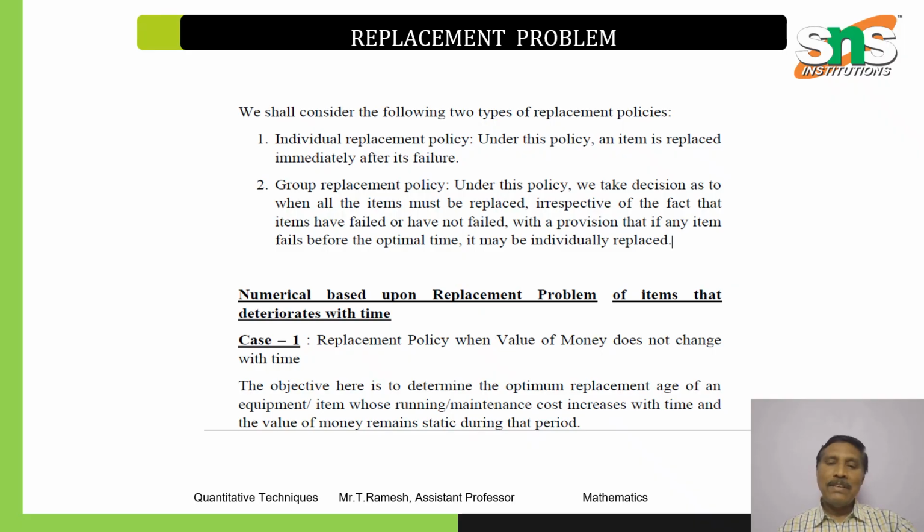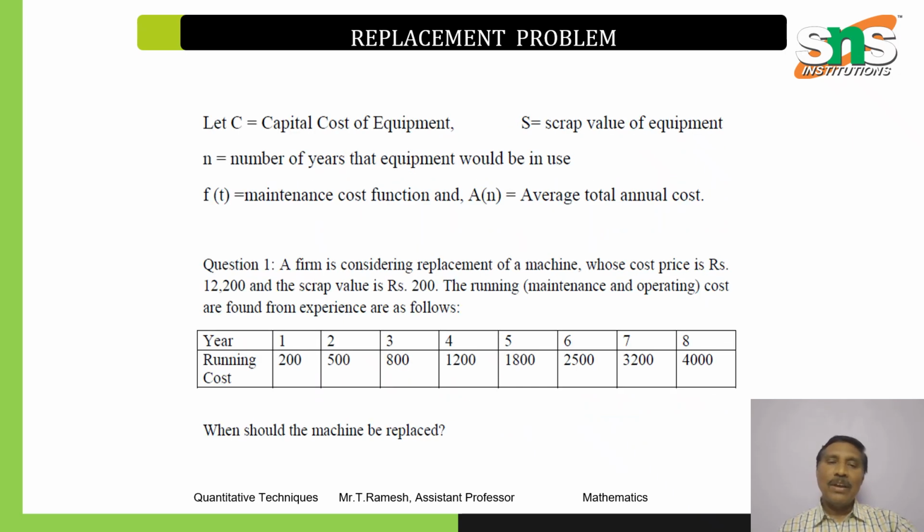In the first case, there are different kinds of decisions about when the machine or the item is replaced. Suppose we consider C, which is the capital cost of the equipment. S is the scrap value of the equipment, and N is the number of years that the equipment would be in use. F of t is the maintenance cost, and A of N is the annual total cost. Now we consider the problem.